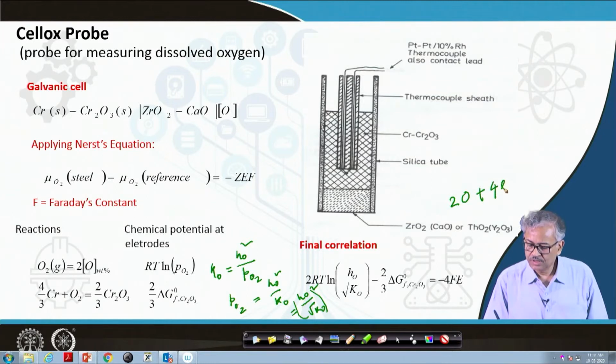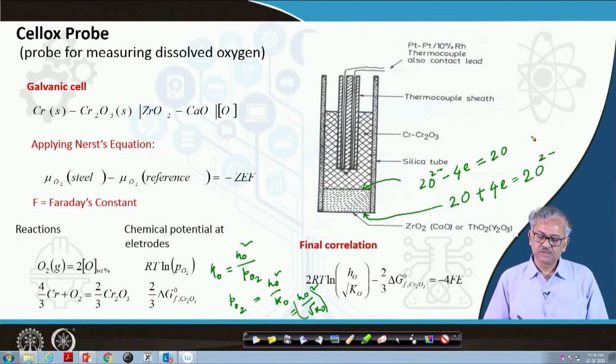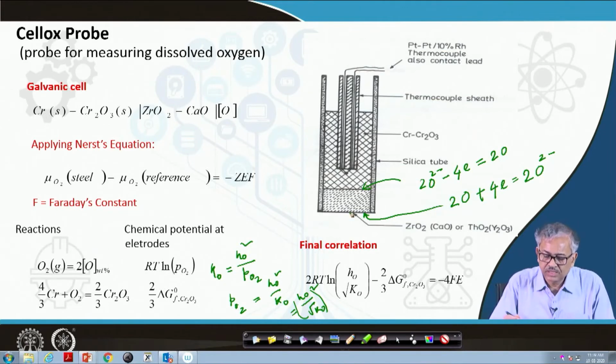plus 4e is equal to twice O2 minus, and this is the reaction that is taking place here, and the reaction that is taking place here is twice O2 minus minus 4e, and it is forming twice oxygen. So basically the 4 electrons are getting exchanged, so you can write 4 E and F. So Faraday's number you know, so you can calculate the EMF.